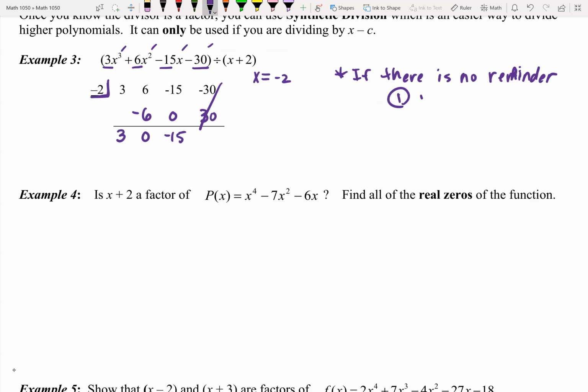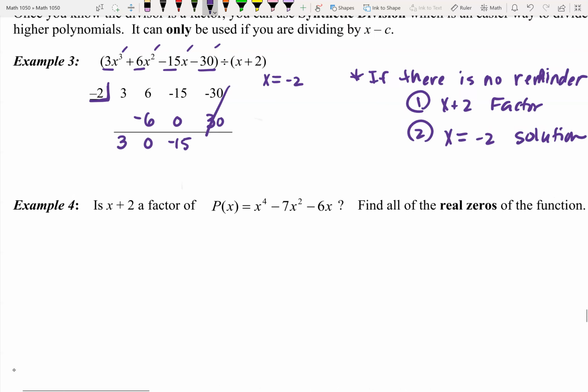You know two things. You know x plus 2 is a factor, and you know x equals negative 2 is a solution or a root or a 0 or whatever they're choosing to call it at that moment. Okay? Another thing I want to show you guys is this. People get confused on this. They get a little hung up on this, so I want you to watch.